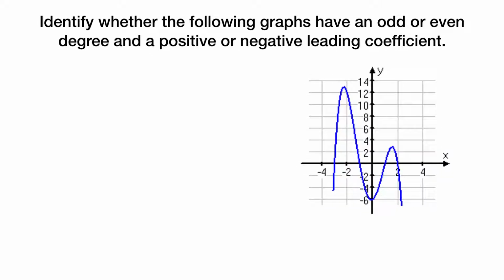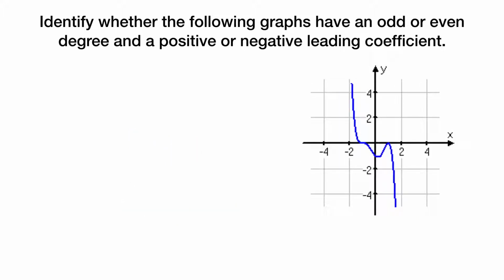All right, we're now going to identify whether the following graphs have an odd or even degree and a positive or negative leading coefficient. So to find out if it's odd or even, I notice that the sides, both edges, are going the same direction. That means even. But since that direction is down, it also means negative.